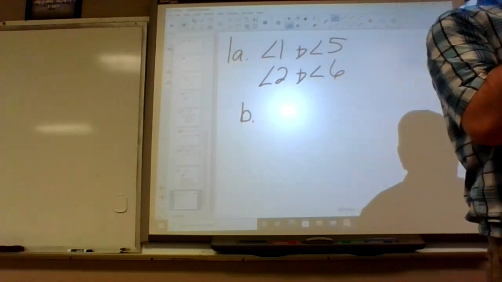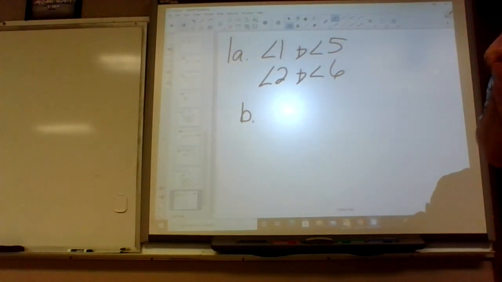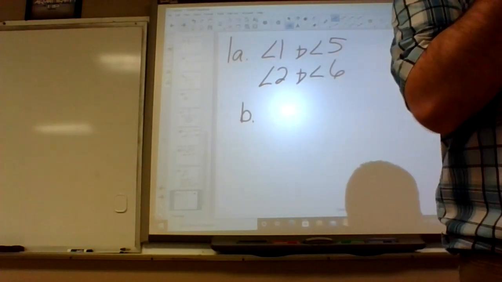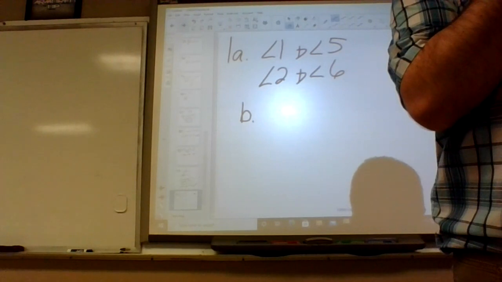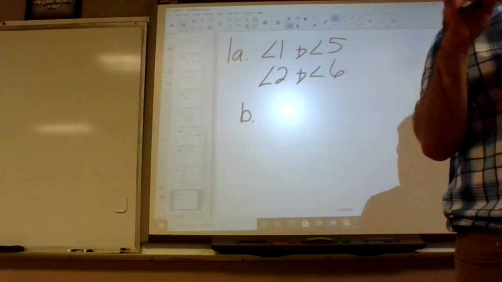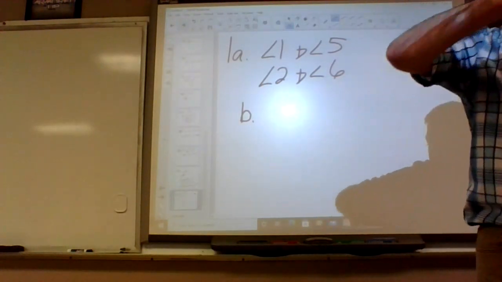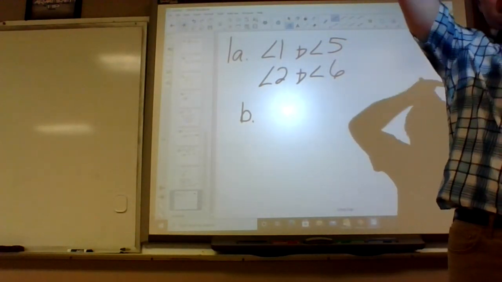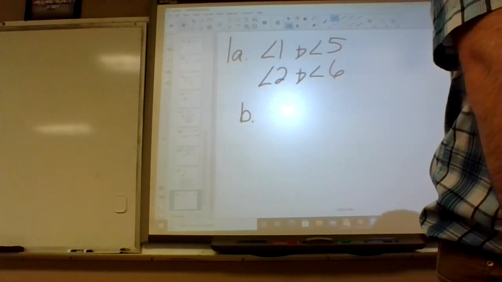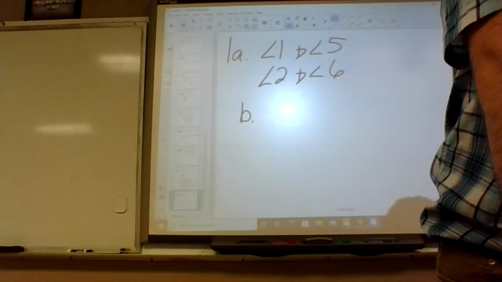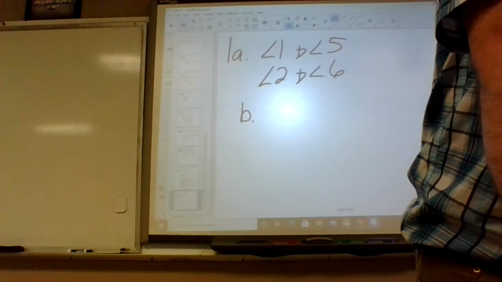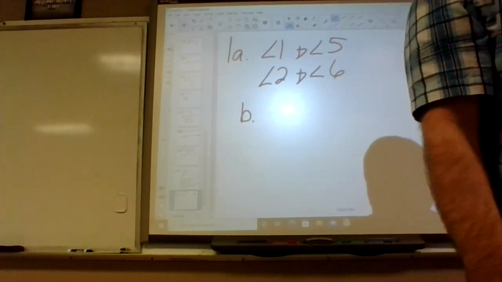Somebody want to try alternate interior? Trevor, okay. Alternate interior. So alternate means they're on alternate sides of the transversal. Interior means they're inside. It's gonna be 6 and 4, no, 6. They have to be on alternate sides of the transversal. So 6 and 2, 3, no. Sorry.